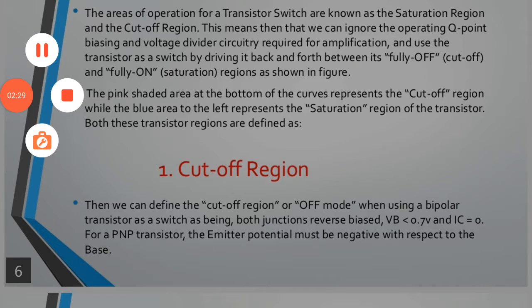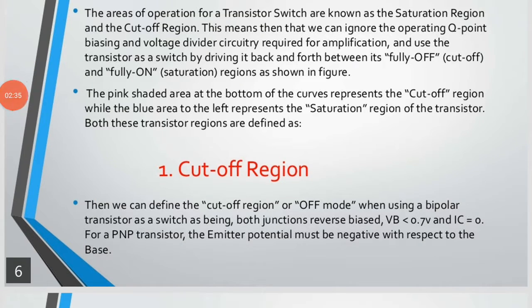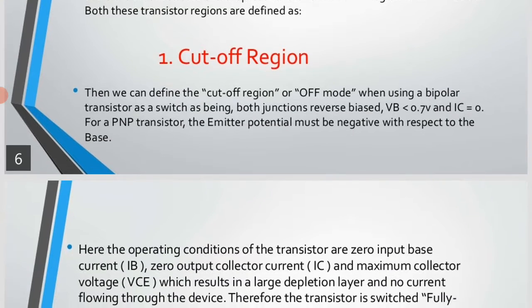Both the transistor regions are defined as follows. First is the cutoff region. We can define the cutoff region or off mode, when using a bipolar transistor as a switch, as both junctions being reverse biased, VB is less than 0.7 volt and IC is equal to 0. For a PNP transistor, the emitter potential must be negative with respect to the base.